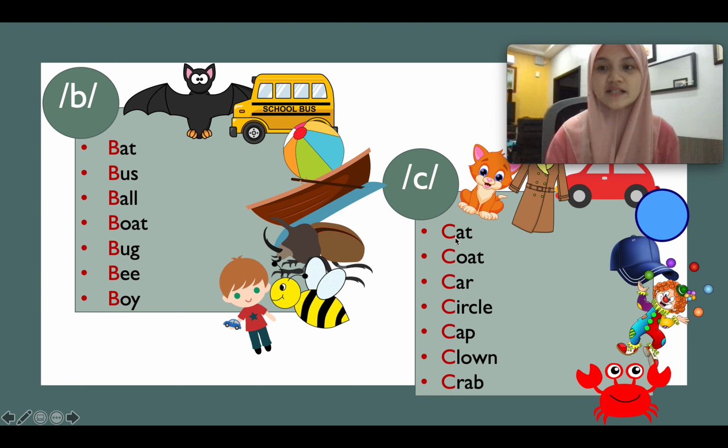Okay, for example, this one is K, K, cat. Okay, this one is the cat. Next one, K, K, coat. This one is the coat. K, K, car. This one is the car. K, K, circle, circle.